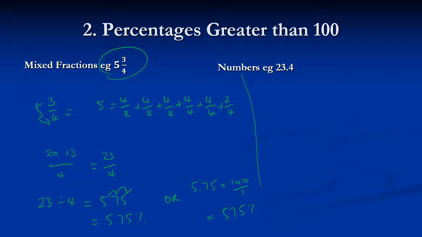Now, if I wanted to convert this number, which is greater than 100, so it's just 23.4, and let's multiply that by 100. So that's just 2340. So I am just moving the decimal place and putting in the 0. And so that's 2,340%.